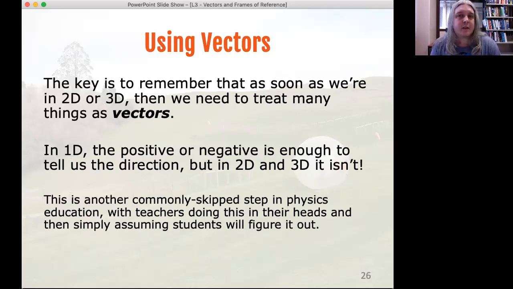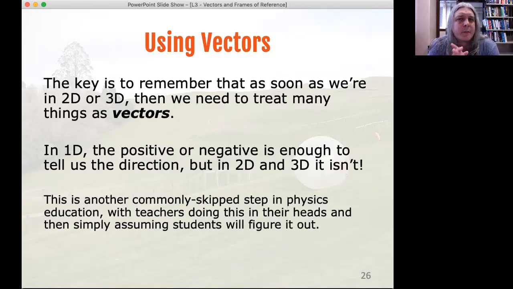We won't go into 3-dimensional much. I do want you to be aware of it, but generally we're going to deal with 1- and 2-dimensional problems. So this is a very important point, and I will try to reiterate it as we're dealing with some of the force problems. In a one-dimensional system, the positive or the negative is your direction for the vector. As soon as you move into 2 or 3 dimensions, that's no longer enough. The positive or the negative don't really mean anything anymore in 2 dimensions. You now need a direction along with your magnitude.